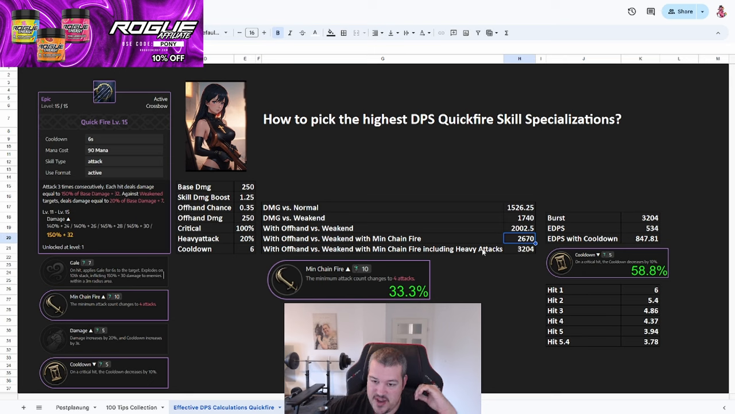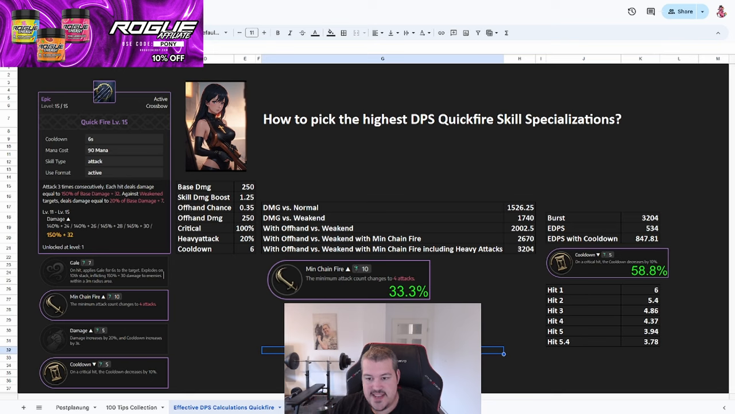And if we also factor in heavy attack, we are seeing another increase right here of about 600. Important to note here is that those values should not be looked at as an absolute value. The calculation has a small deficit.